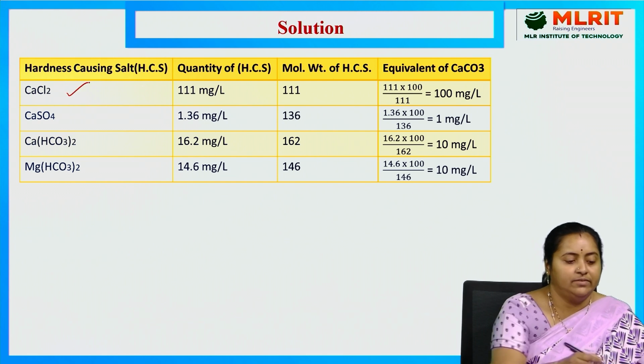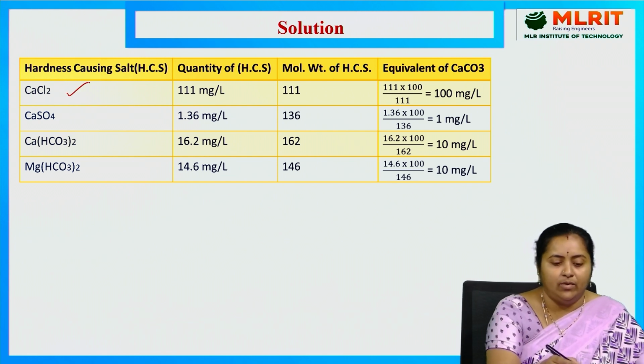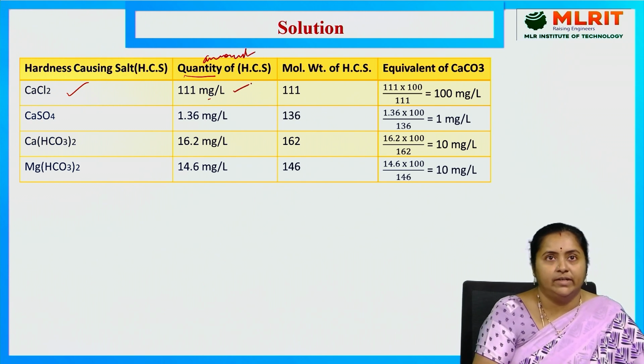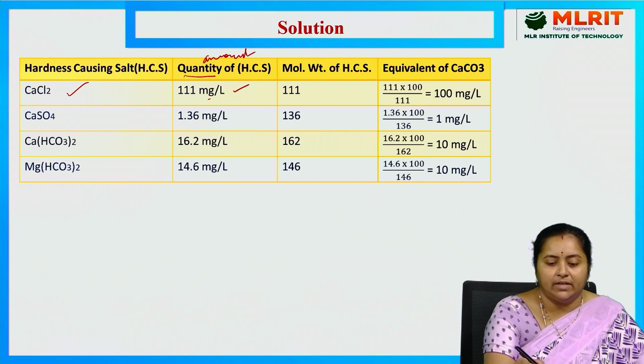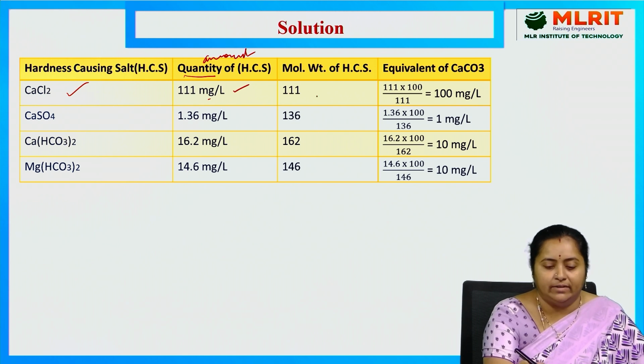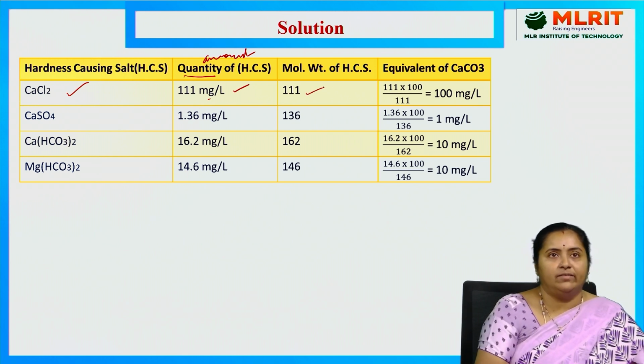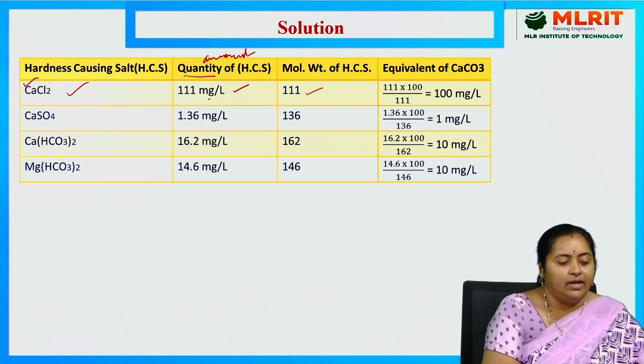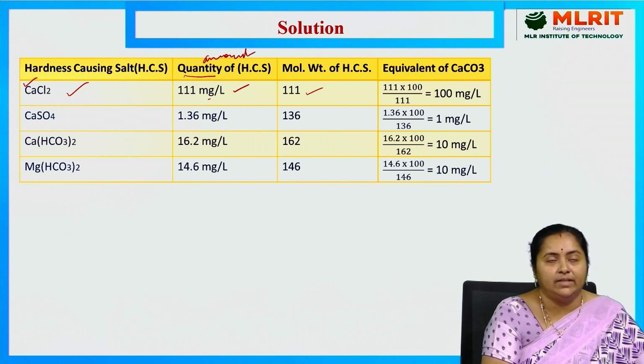As I told you, we have to list out the hardness causing salts first. The first salt is calcium chloride, and its quantity is expressed in terms of amount, in milligrams per liter, that is 111. Immediately we have to find out its gram molecular weight. So, how to find gram molecular weight? Gram molecular weight is obtained as the sum of atomic weights of individual atoms present in the compound.